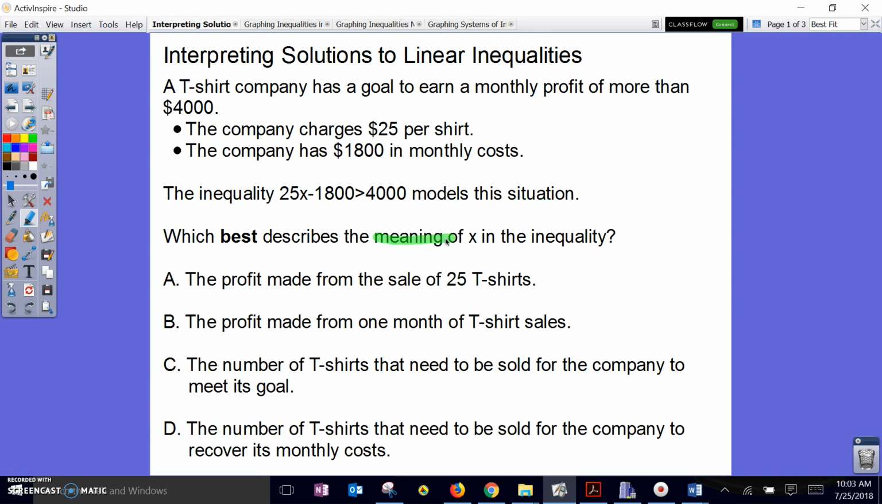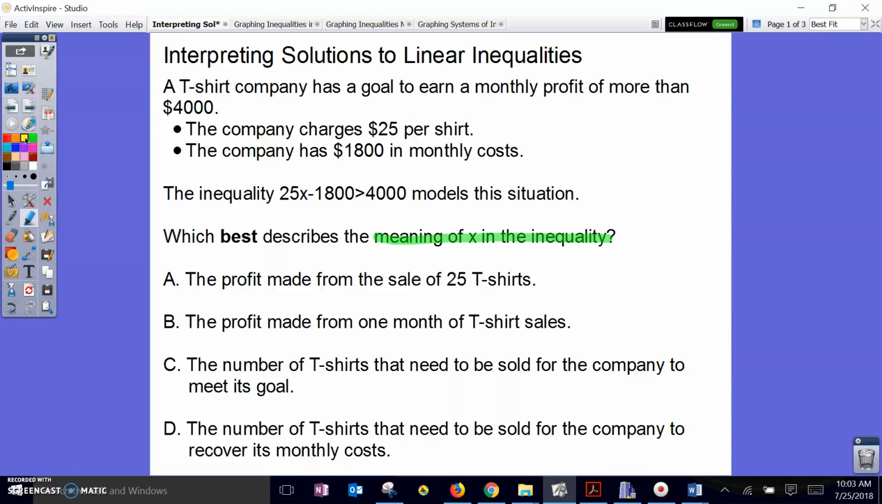So we're looking for the meaning of x in the inequality. And we have four choices. It's the profit made from the sale of 25 t-shirts. It's the profit made from 1 month of t-shirt sales. It's the number of t-shirts that need to be sold for the company to meet its goal, or it's the number of t-shirts that need to be sold for the company to recover its monthly costs.